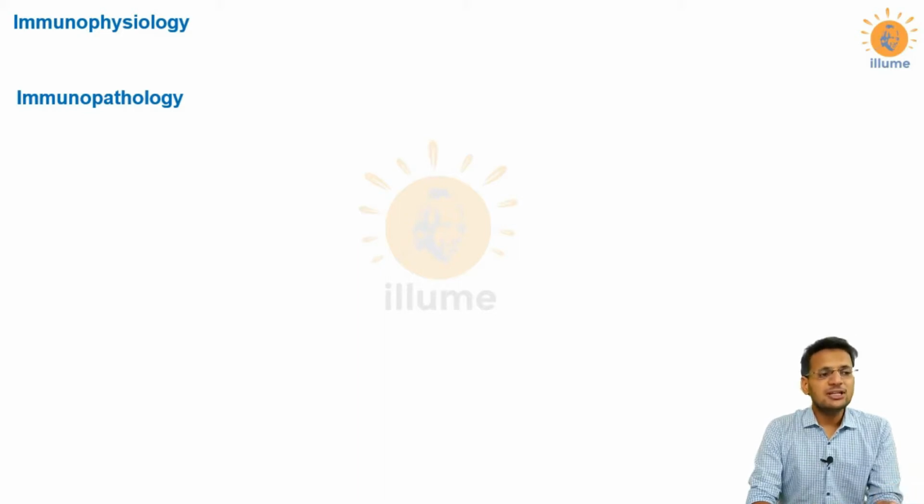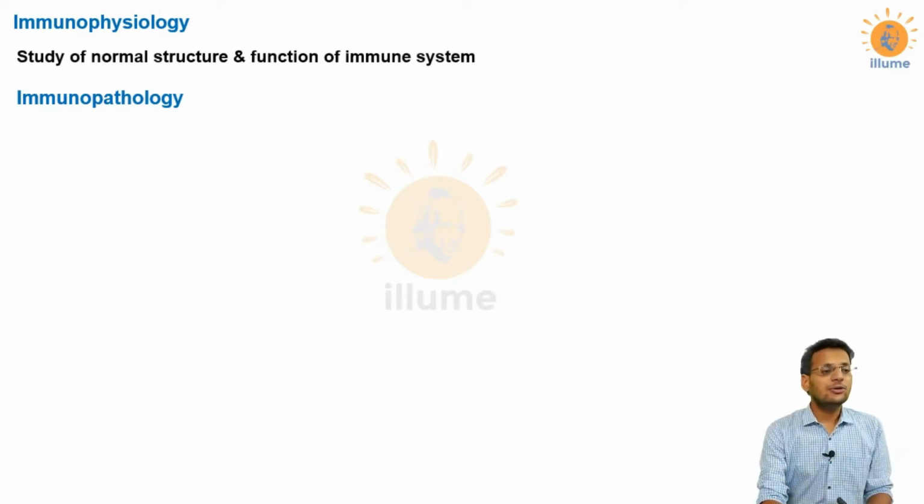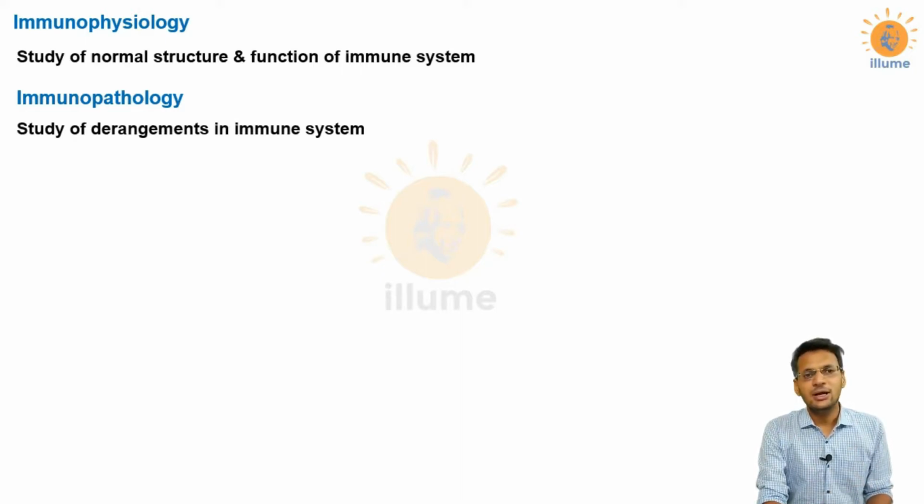So what is immunophysiology? Immunophysiology is the study of normal structure and functioning of the immune system. On the contrary, immunopathology is the study of derangements in the immune system. See, if something has gone wrong with the immune system, then that comes under the subject of immunopathology.